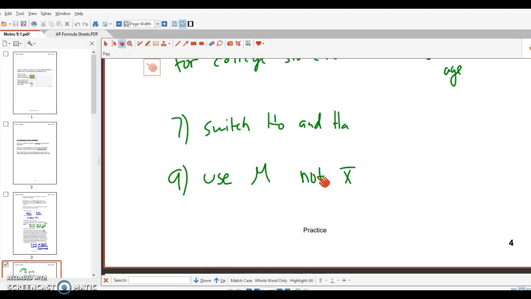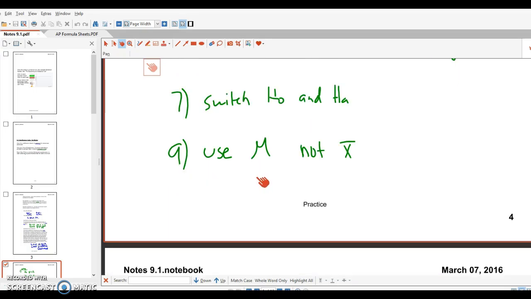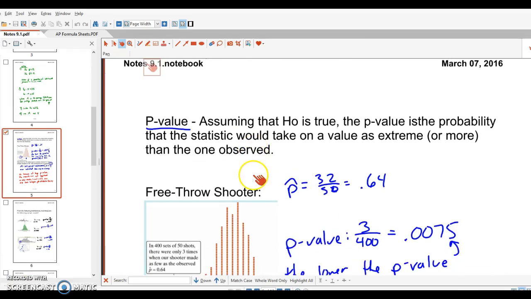For 7 and 9, 7, the hypotheses in terms of the parameters were written correctly, but the null and the alternative were switched. So what was written in the book as the null should be the alternative and vice versa. And number 9 had the equals where it needs to be, in other words, in the null, but everything was written in terms of x bar. And you want to use mu. Once again, that's kind of the curly lowercase m, the Greek letter lowercase m, and not a u.